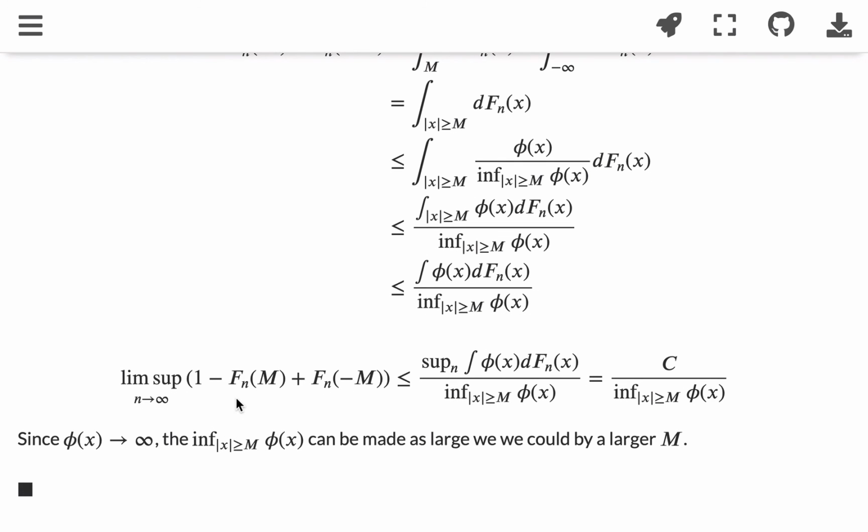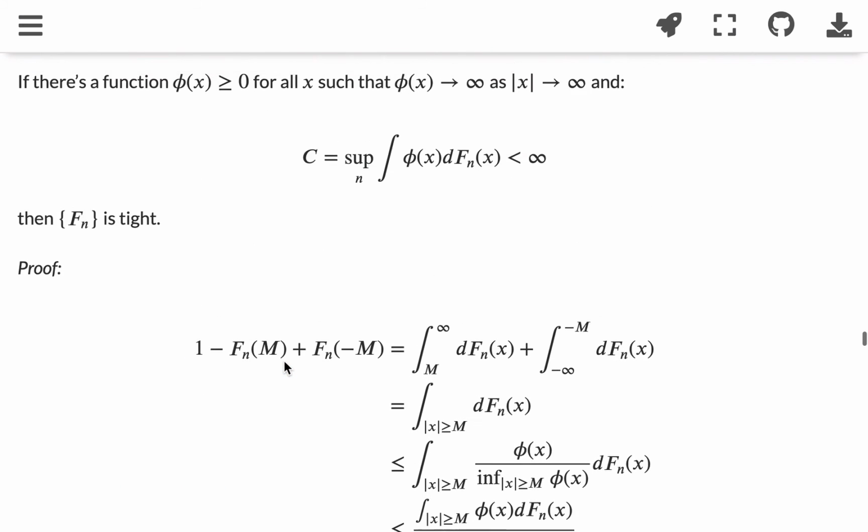So this can be made as small as we want, less than any epsilon we want. So this proves that this is less than any epsilon, and that proves Fn is tight.